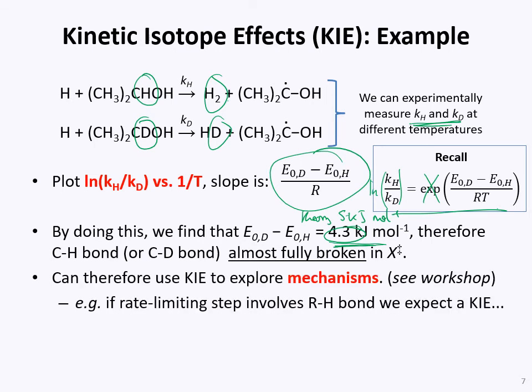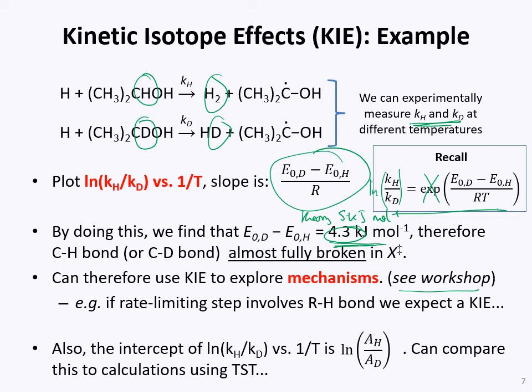So once again, we can use this to explore mechanisms, and we'll do more about this in workshops, but also in some of the quizzes that I get you to do as part of this. Okay, so the key point is that if there's an RH bond in the rate limiting step, we're going to expect a KIE.